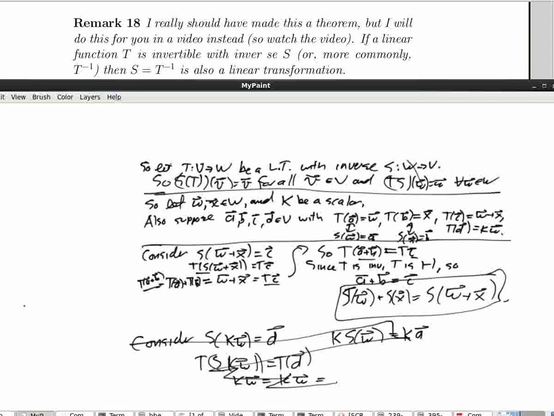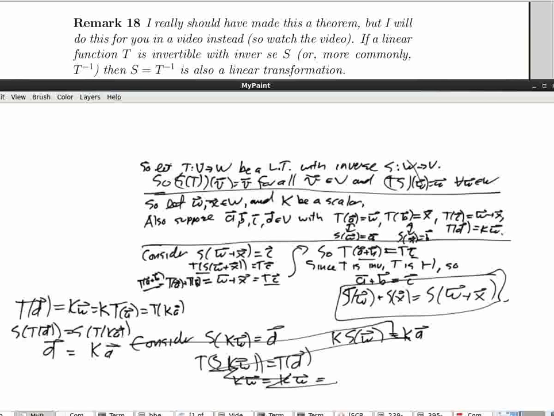I can use the fact that T of D equals K times W, which equals K times, what's W equal to? W is equal to T of A, which equals T of KA by linearity of T. So what I can do is take S of both sides: S of T of D equals S of T of KA. So I get that D is equal to KA.